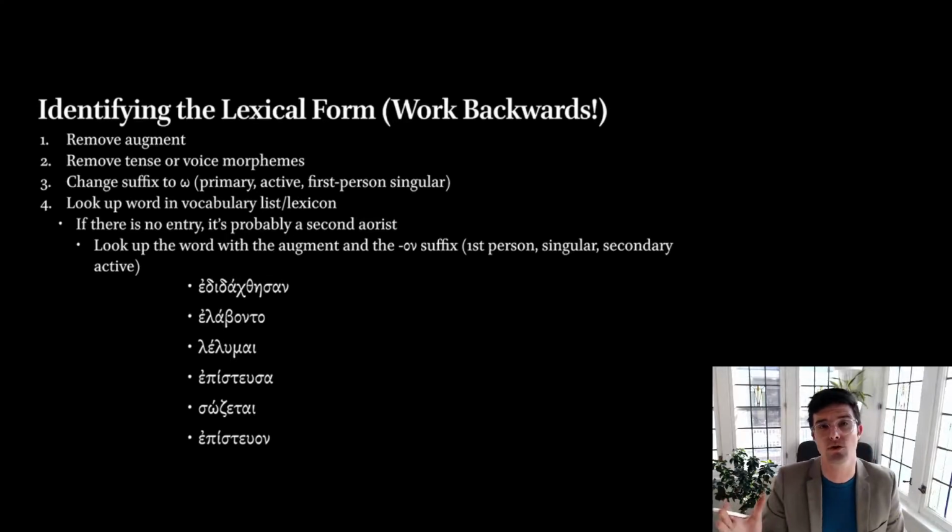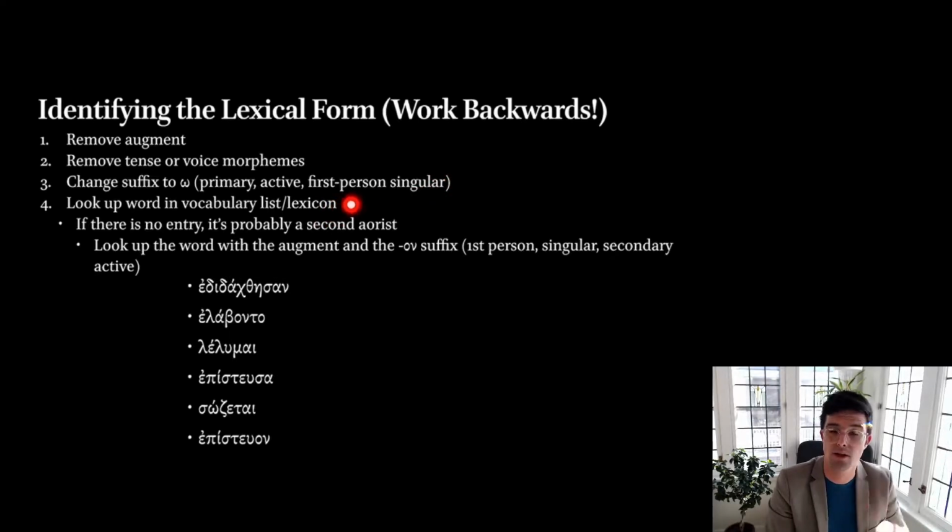And basically what you do is you sort of work backwards from what you did when identifying parsing information. If there is an augment, I should also say, or reduplication, you're going to remove that. You're going to remove any tense or voice morphemes that you recognize in the verb, and then you're going to change the suffix, what's at the end of the verb, to an omega. And this is the primary active first person singular suffix. And that is going to give you the lexical or dictionary form that you would look up in your vocabulary list or your lexicon.